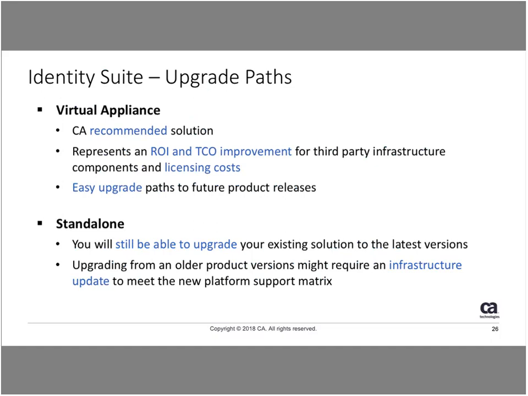All right, so when we're talking about upgrade paths for the Identity Suite, we have two types of upgrade paths. One is for the virtual appliance. Again, this is our recommended solution. We see a return on investment and total cost of ownership improvement for you because you don't need to worry about the third-party infrastructure costs. You don't need to worry about the incurring cost for your IT department, how much it's costing you to engage a web engineer to make that upgrade or everything. It's all controlled by you.